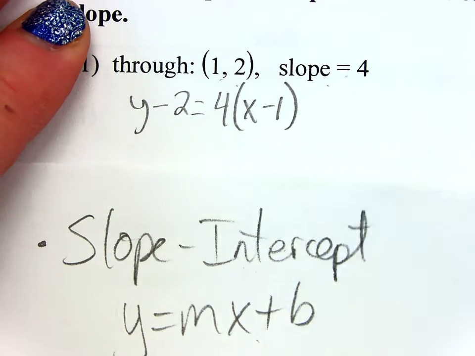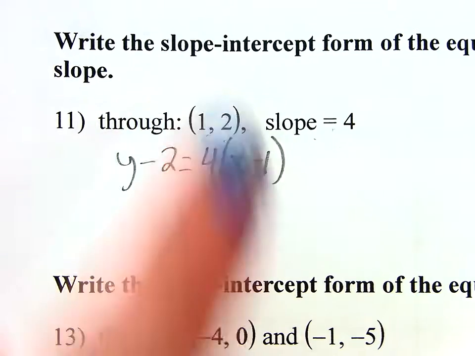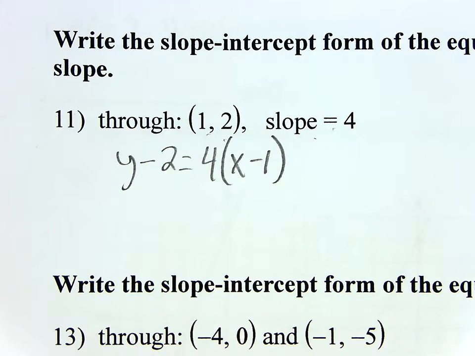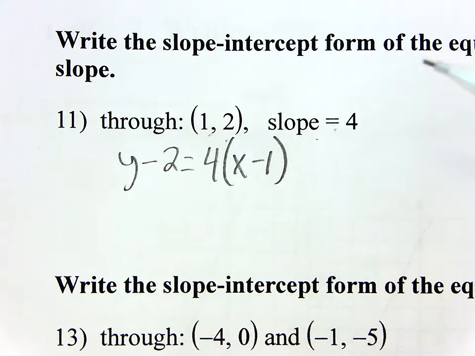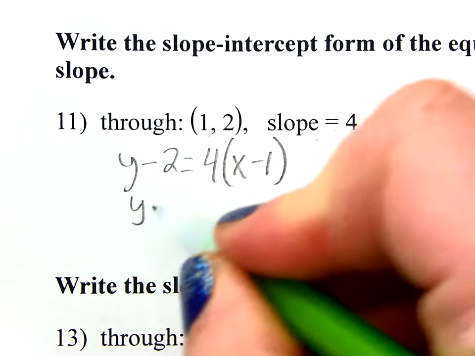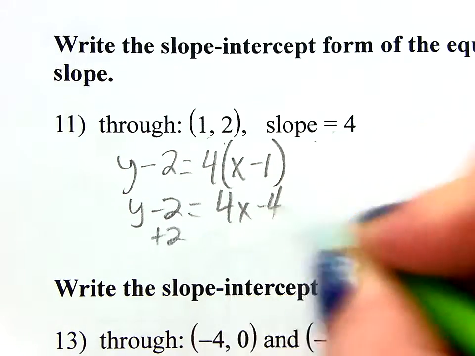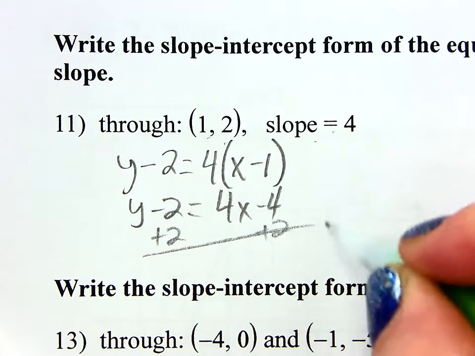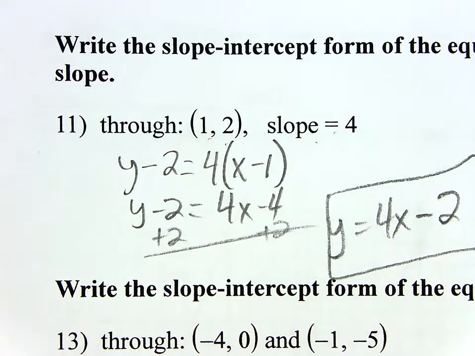Now, unfortunately, I can't leave my answer like that because they specifically asked that it be in slope-intercept form. So what I can do is just distribute that 4 and add the 2 over, and then I'll have it in slope-intercept form. So if we just distribute that, 4x minus 4, and then add 2, y equals 4x minus 2. And I'm there.